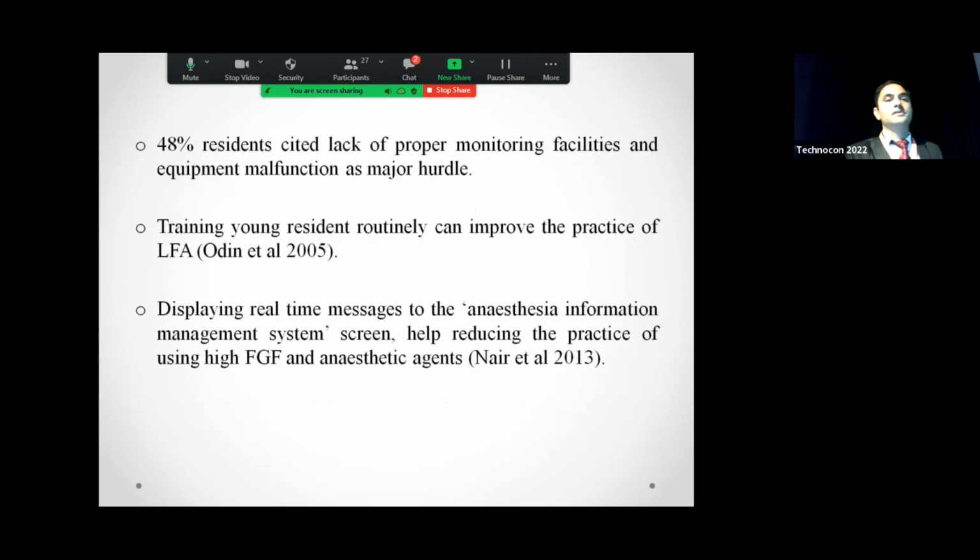40% of the residents cited a lack of proper monitoring facilities and equipment malfunctioning as a major hurdle in the use of low flow anesthesia. Training young residents routinely can improve this practice, as well as continuously displaying real-time messages on the anesthesia information system or anesthesia workstation display, which help reduce the practice of using high flow and increase the practice of low flow anesthesia.